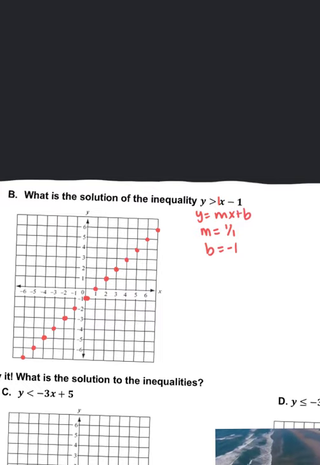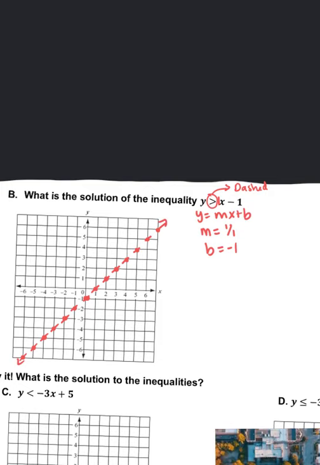Okay, so now I need to ask myself, is it going to be solid or is it going to be dashed? Well, I do not see a line underneath this. So since I don't see a line, my line is going to be dashed. So I'm going to go back to all my dots and just make it a dashed line, and put arrows on either side because it keeps going.